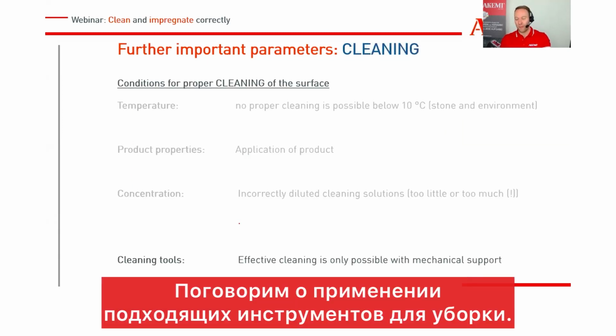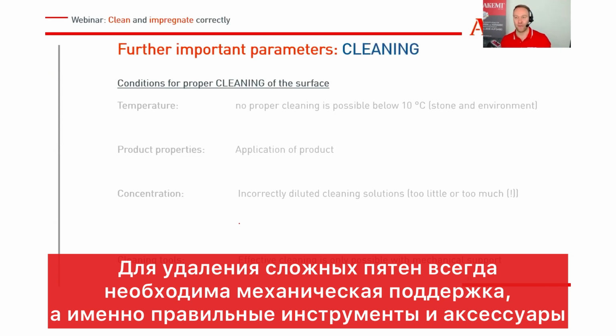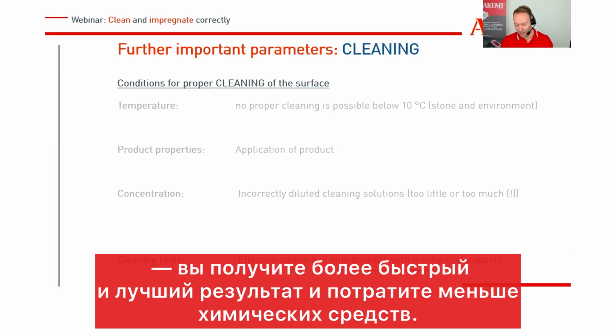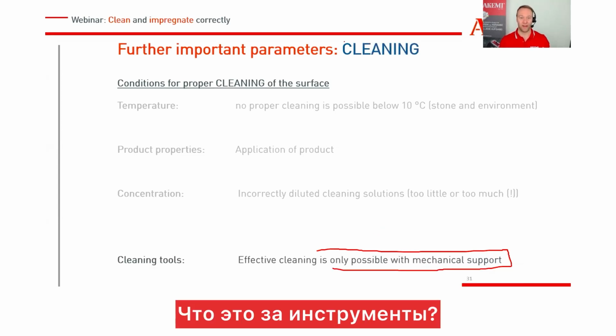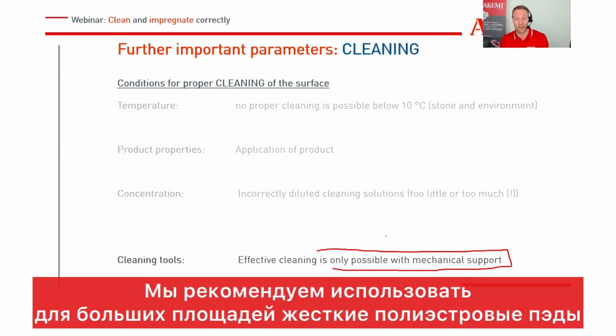Good. Now we have had everything in mind. Temperature is good. The application properties we have studied on our label. We have done the right mock-up area, sample area. We have figured the right dilution. So now we also need a proper application tool, because usually on hard stains, mechanical support is always necessary and also increases the cleaning result. And you need less cleaner, you are faster, and you get really a perfect result when you support your cleaning process with a mechanical tool.